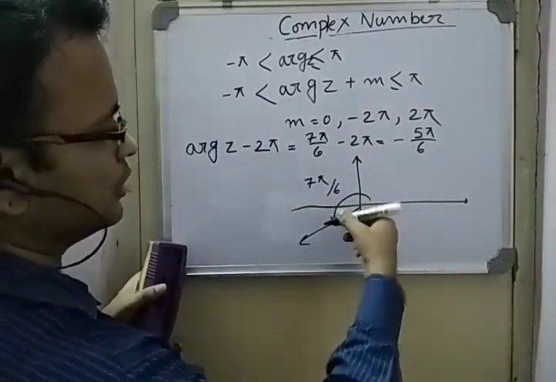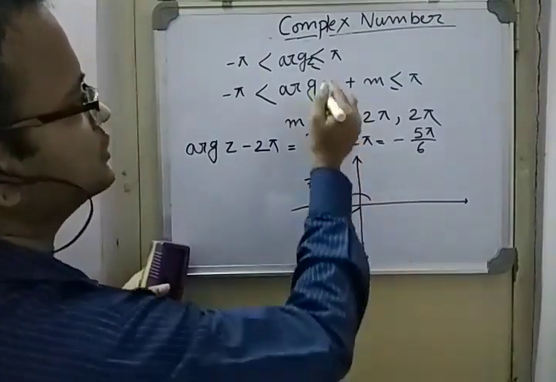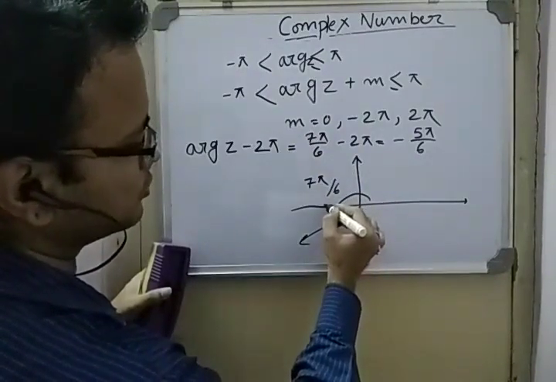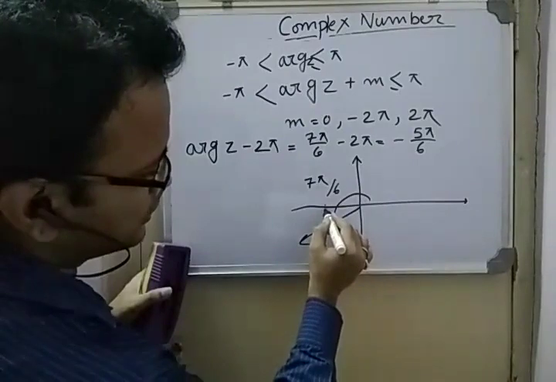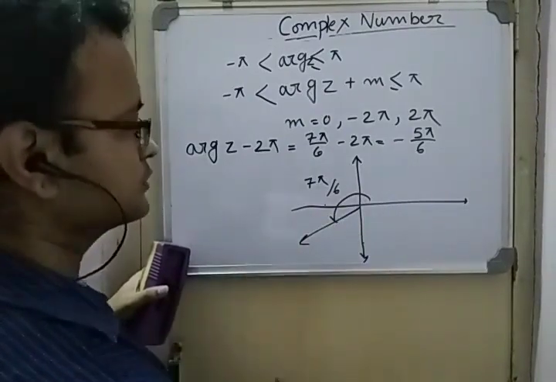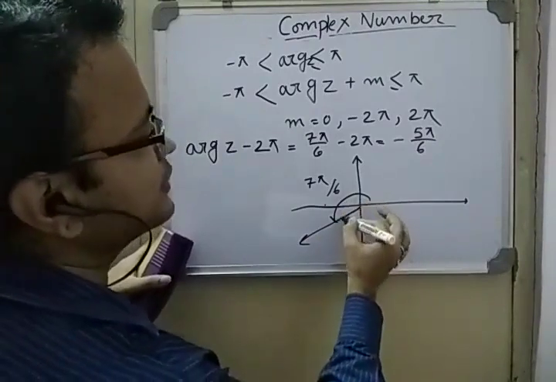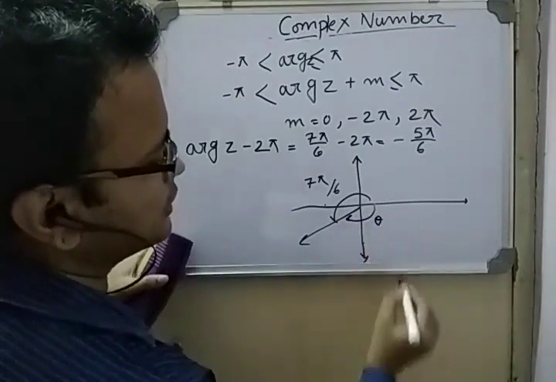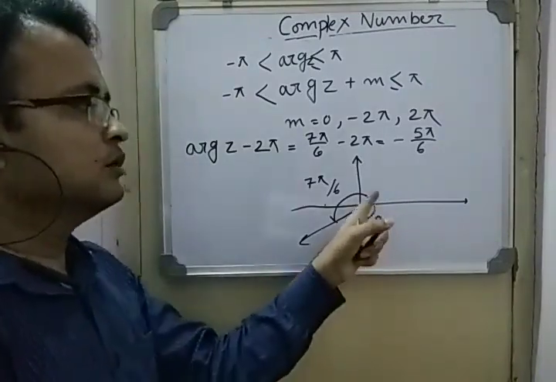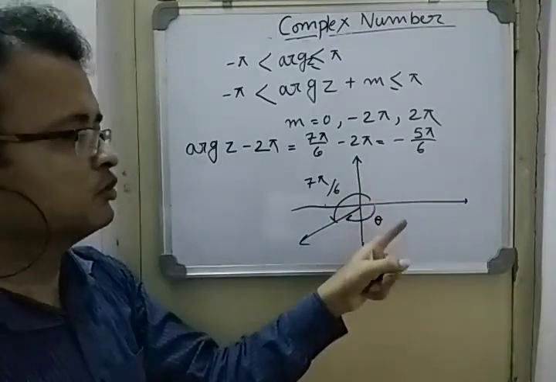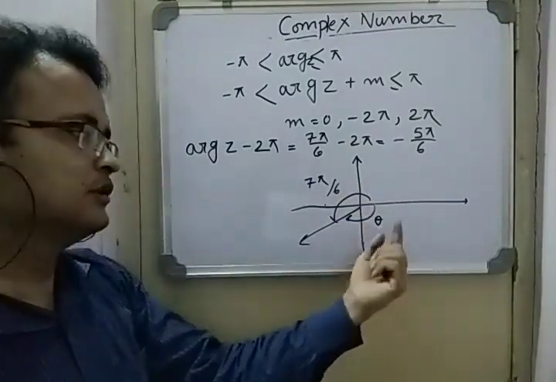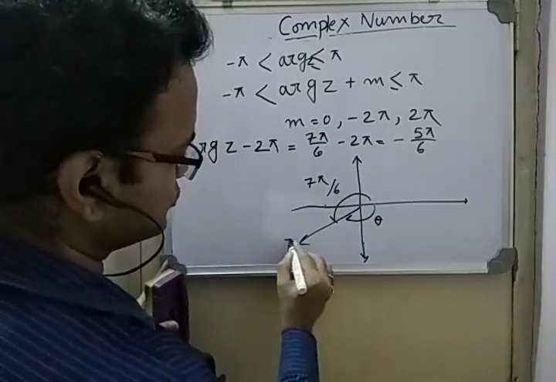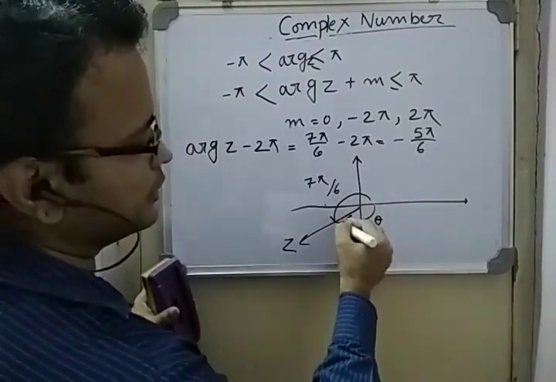7 pi by 6, but it is more than pi. The general domain is minus pi to pi. So on the positive side we can go till pi, on the negative side minus pi, but not including minus pi. So we cannot take this because it is crossing pi. So in the clockwise direction we will take this angle. As I told you, we always take theta in the anti-clockwise direction and positive, but it can be taken in the negative, meaning clockwise direction also, and theta can be negative. See, it is the same z. We took the angle in anti-clockwise, now clockwise.